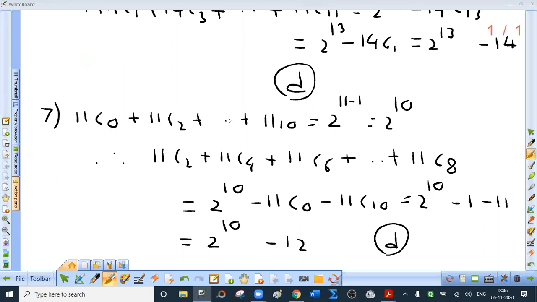So we'll solve the remaining 3 MCQs and other sums in the next lecture.